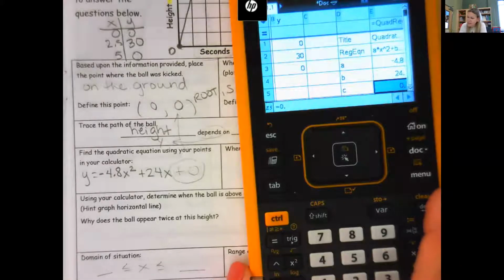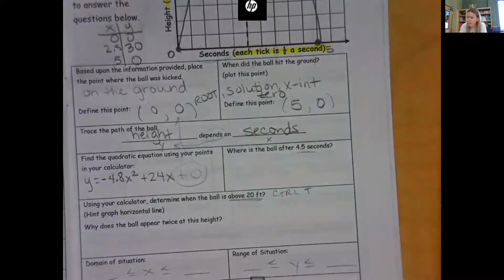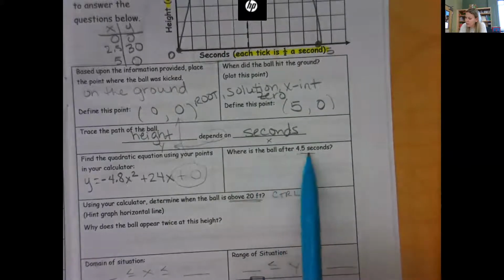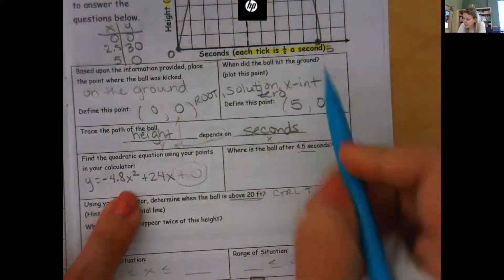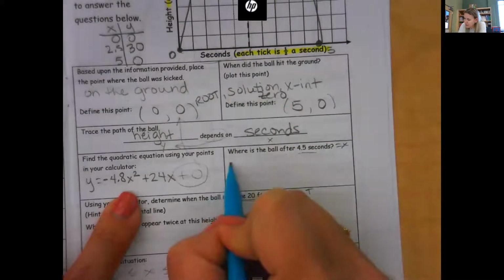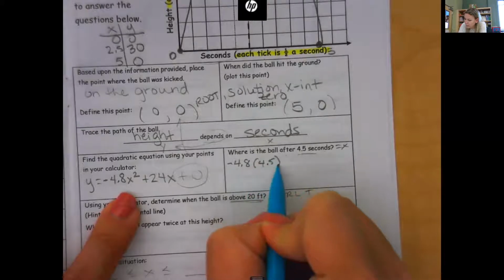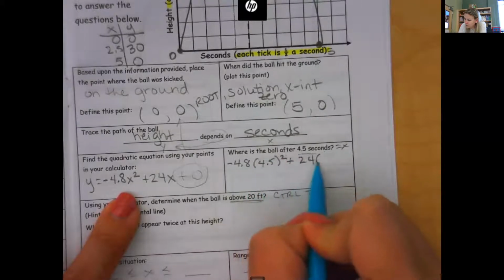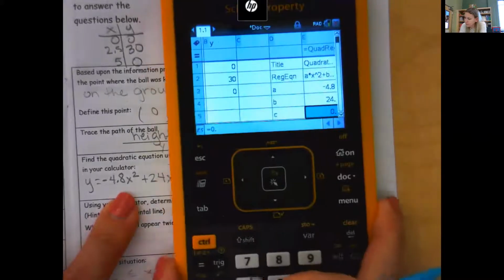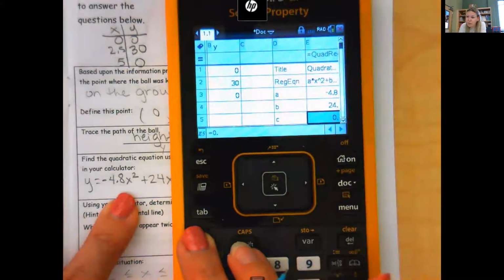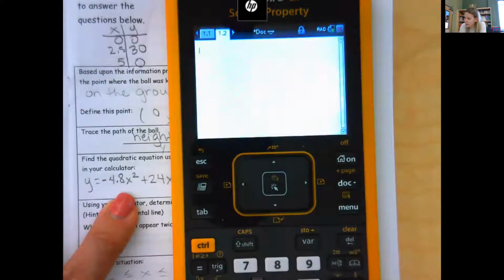Then it asks us to apply what we've learned. Where is the ball after 4.5 seconds? Well, we have this equation and we know that seconds is our x. So we can plug in negative 4.8 times 4.5 squared plus 24 times 4.5. And let's see what it says. So I'm going to do Control, Doc, and I'm going to add a calculator this time so I can plug in what we just wrote.